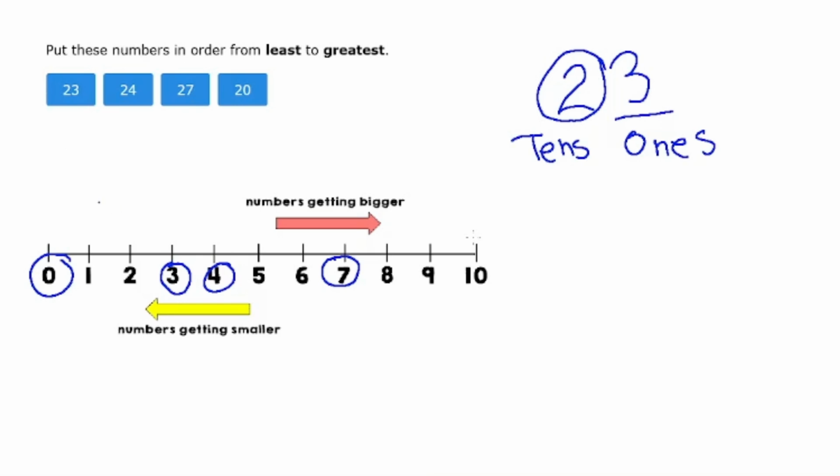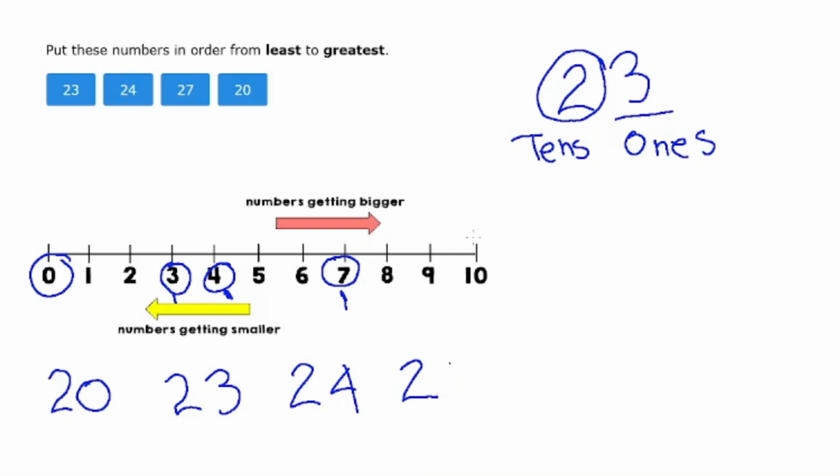So we could put those in order now. So we can write them in order from least to greatest. So 20 would go first, and then the next number on the line is 3, so 23 comes next, and the next number on the line is 4, so we know the next one is 24, and then the next one on the line is 7, so we know 27 is the greatest number, so it will be last.